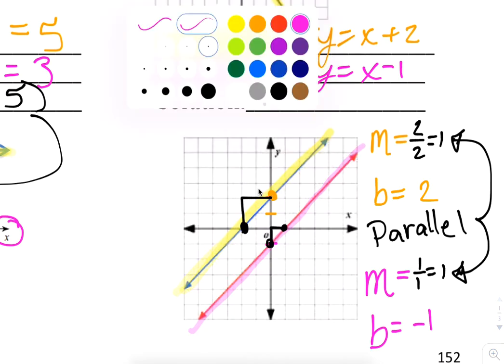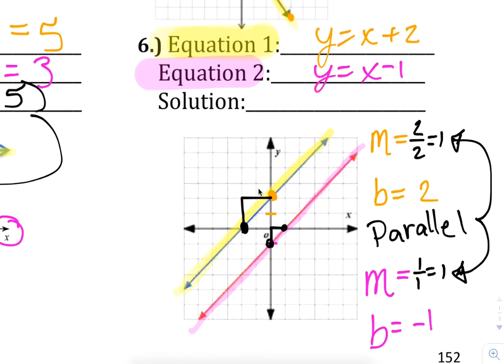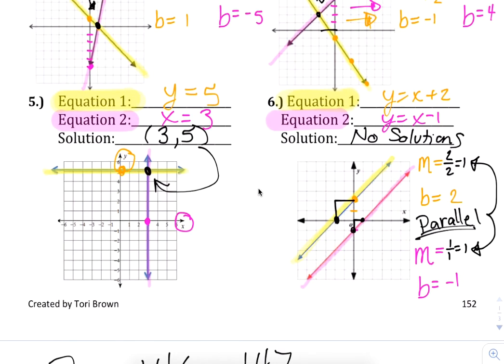But what about the solution? How am I supposed to name a point if they don't ever cross? Well, the ones that are parallel have no solution. There is nowhere where they share a point. They have no points in common. They have no solutions in common.